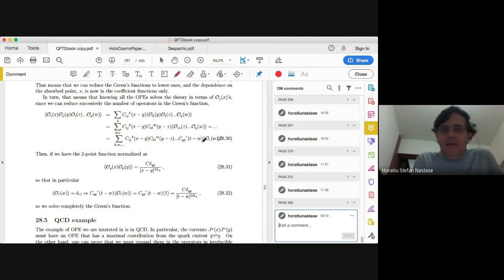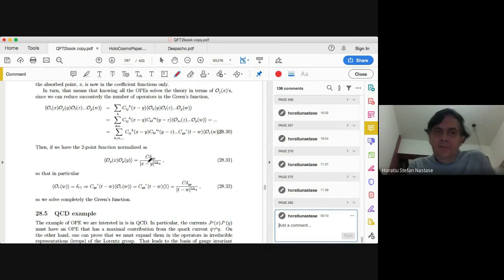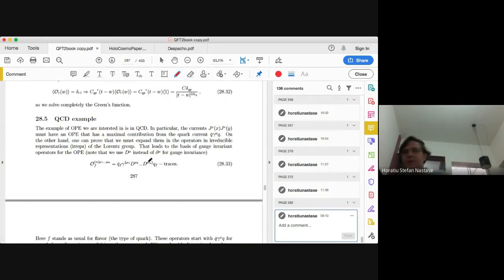So I can just replace the 2-point function, or the 1-point function if you want, in the last iteration of the OPE, and completely describe the n-point function, the Green's function of operators, in terms of coefficient functions and this normalization factor C. Okay, so the complete knowledge of the OPE is enough to solve the theory.